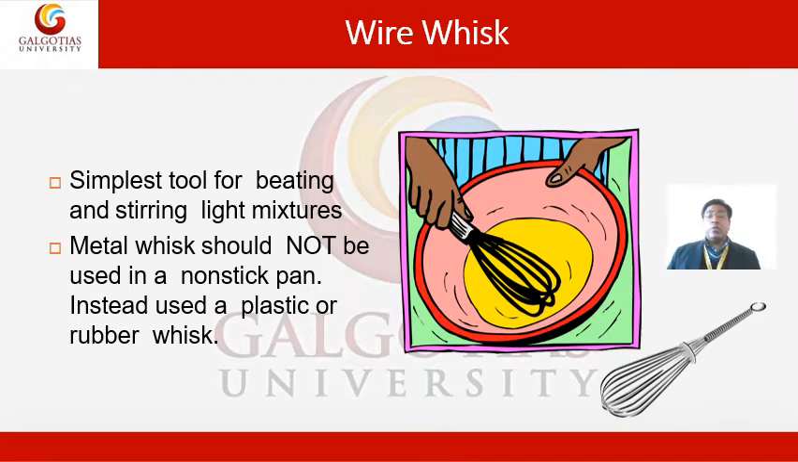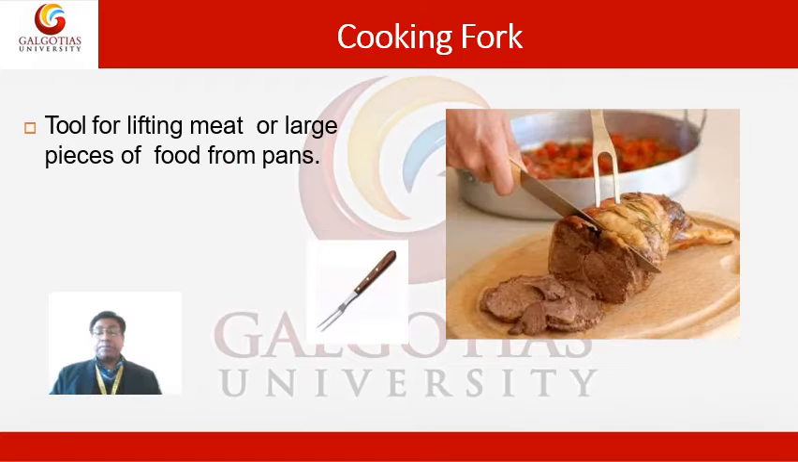Then we have a wire whisk, for beating or stirring light mixtures. Metal whisks should not be used in non-stick again. So if you want to whisk an egg, or if you want to whisk a cream, then generally for small quantity we can use this wire whisk. Very, very useful and handy for the small quantity of products that we are making.